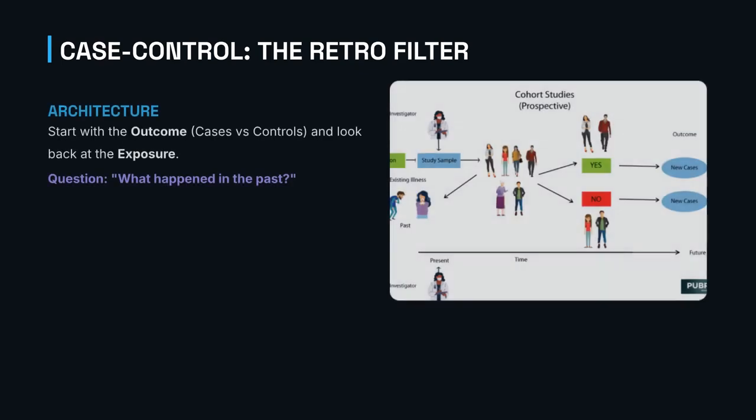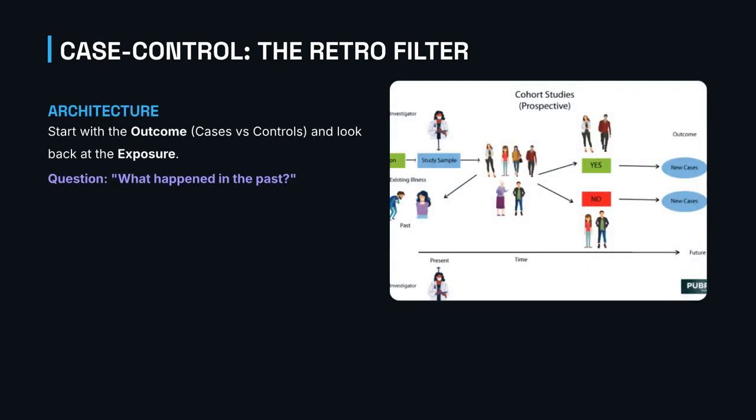Now we move into the retro filter, known as the case control study. This is the investigator starting at the end of the story. You physically separate patients into two groups based on their disease state. You find the cases who are the sick and the controls who are the healthy. Then you look backward in time to see if their odds of prior exposure differ. You are asking what happened.